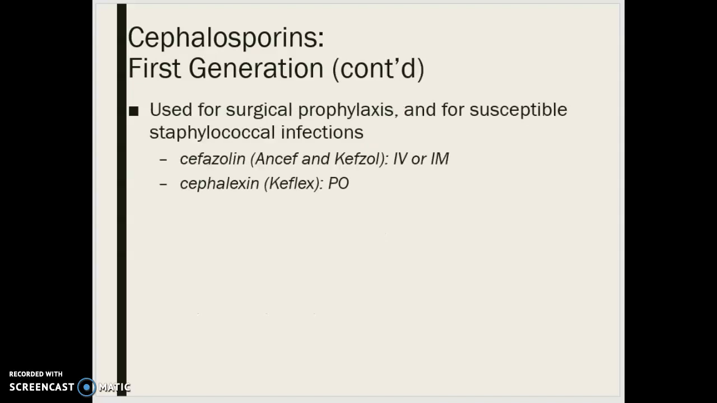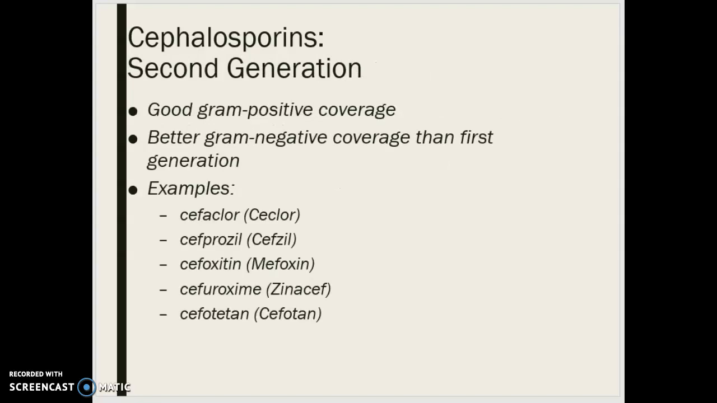They treat things like our E. coli, our Proteus mirabilis, our Streptococcus pyogenes, our Staphylococcus epidermidis, Streptococcus pneumoniae. We also use them in surgical prophylaxis. So with our second generation, we get good gram-positive coverage, better gram-negative coverage than the first. So this is our Ceclor, Cefzil, Cefoxitin, or Mefoxin, Zinacef. You might recognize some of those names.